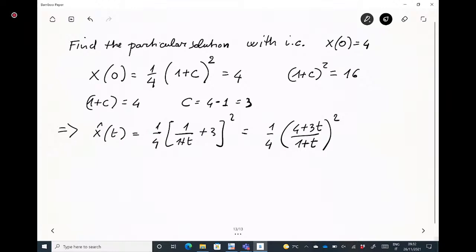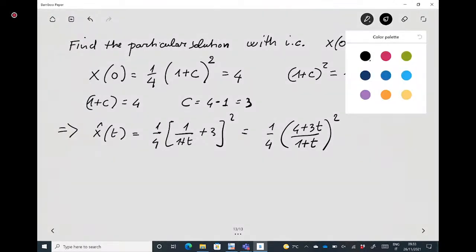So this is the solution curve that satisfies the differential equation first, and second, it satisfies the initial condition by which x at time 0 is equal to 4. You can check this. If t is equal to 0, here you get 4. So the parenthesis has inside 4 squared is 16, divided by 4 is 4. So x at time 0 is actually equal to 4.